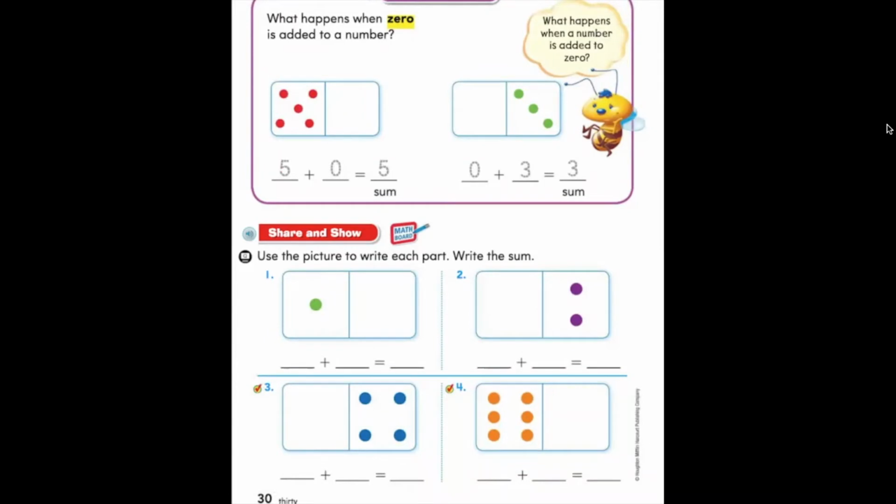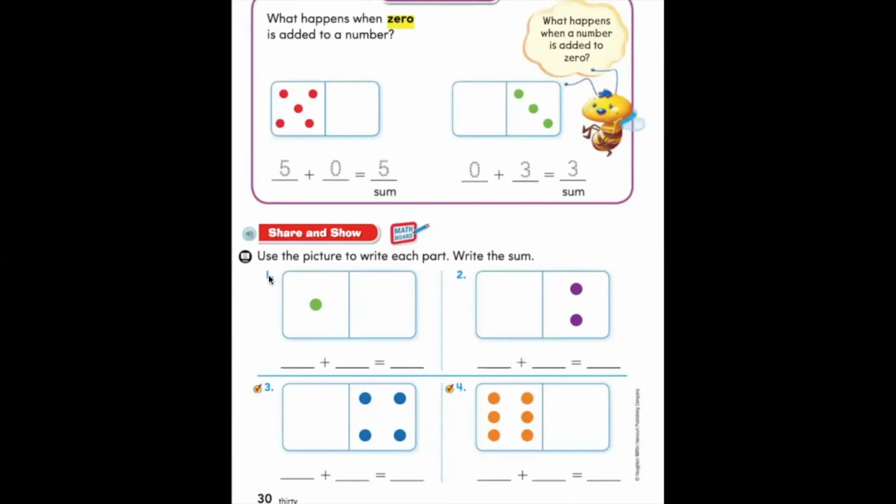Now we can take a look at the bottom half of our page. It says, share and show. For number 1, we will do this one together. Number 2, we will also do this one together. Number 3 and 4, you'll do on your own, and then we will check in once you're finished. Let's look at number 1.